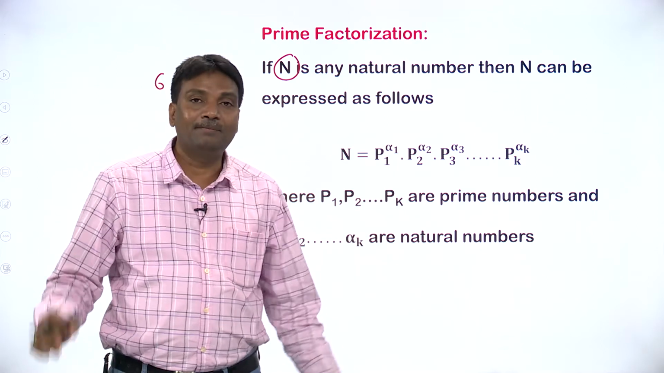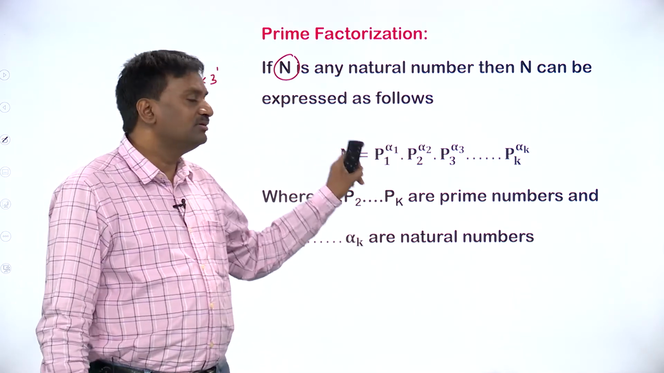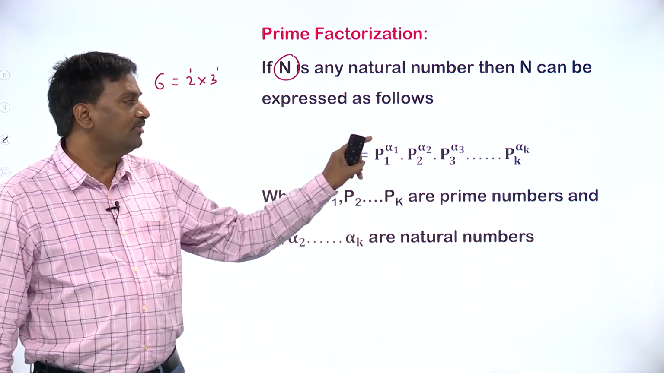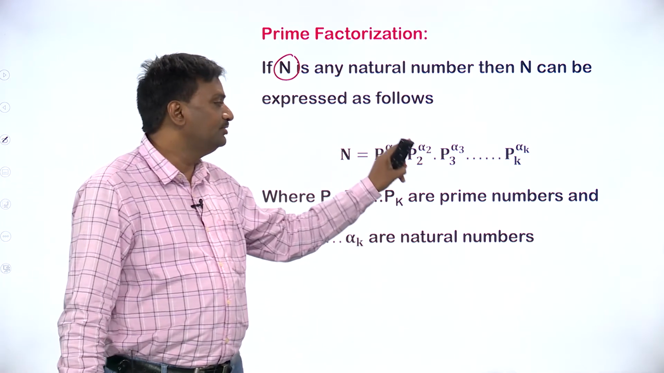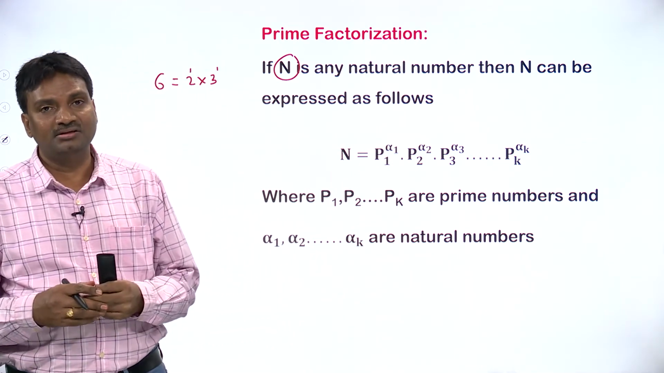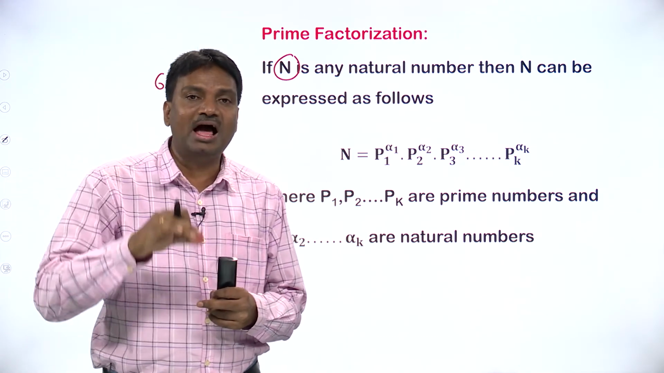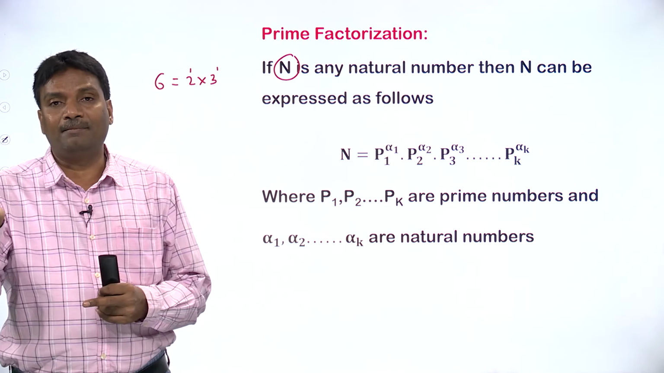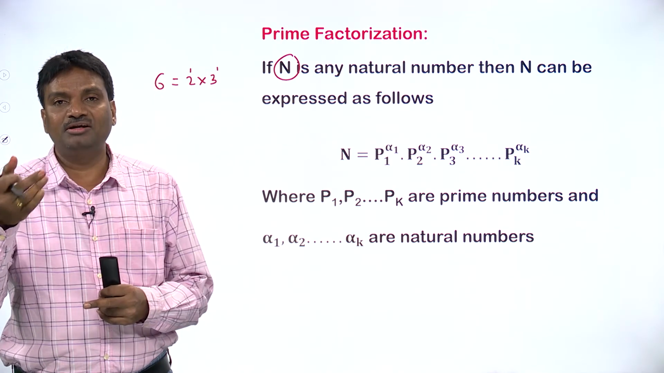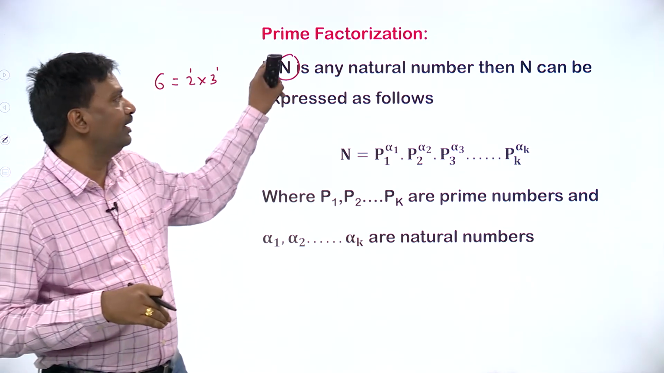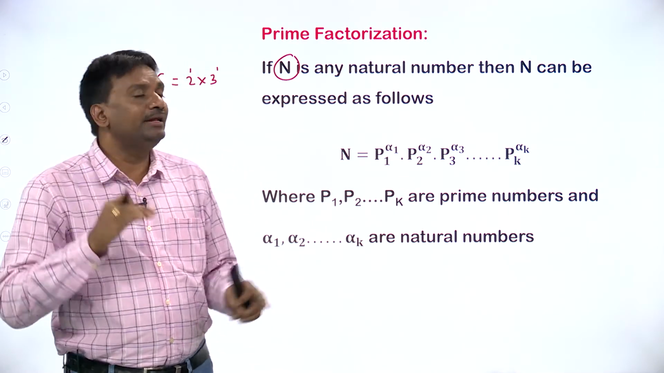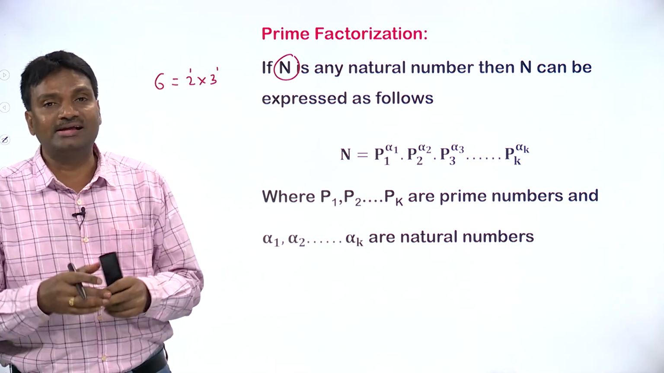These are the prime numbers and the powers are alpha 1, alpha 2, alpha 3, and so on, alpha k. These are the natural numbers. You may consider any natural number, we can express that as the product of prime numbers. So, p1 power alpha 1 into p2 power alpha 2 and so on. That is why we are taking the side heading as prime factorization.